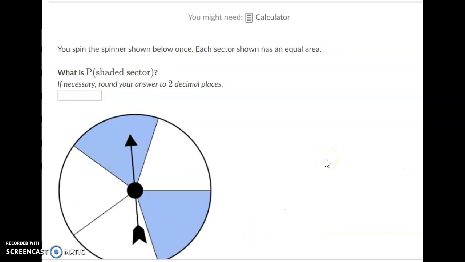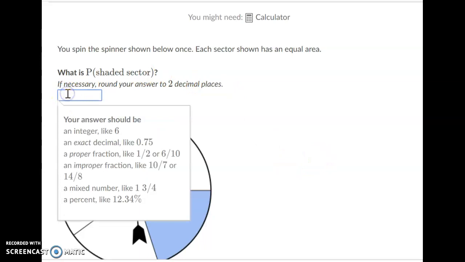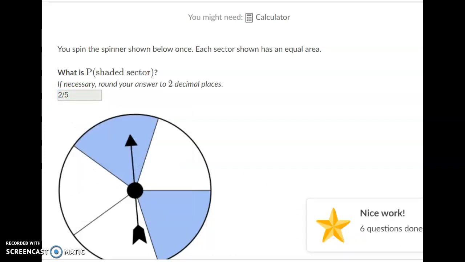Okay, here we have a spinner divided into 5 equal sections. What's the probability that it's shaded? Well, there are 2 that are shaded blue and 3 that are not shaded at all. So the probability of it being a shaded section would be 2, that's the part, divided by 5 total. So it's always part divided by whole. Okay, so that's simple probability.